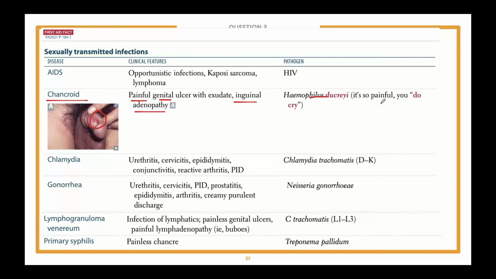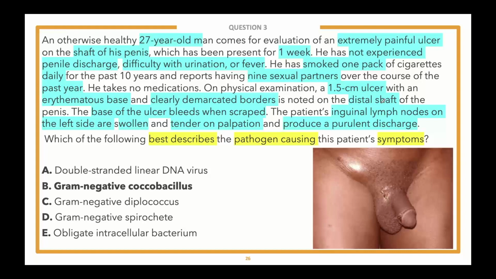Okay. So if we go back and look at our patient, you can see here that they told us that this ulcer was painful. They also told us that this patient has inguinal lymph nodes that are draining and tender. And you can see there a representative image of what inguinal lymphadenopathy would look like. It's usually definitely noticeable.